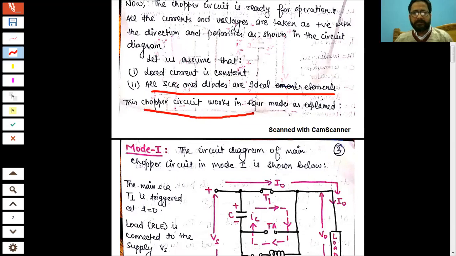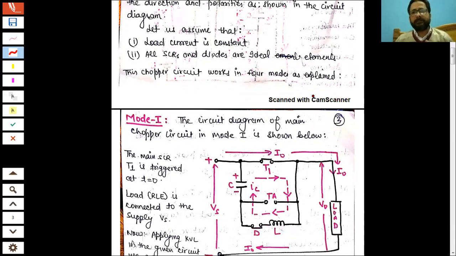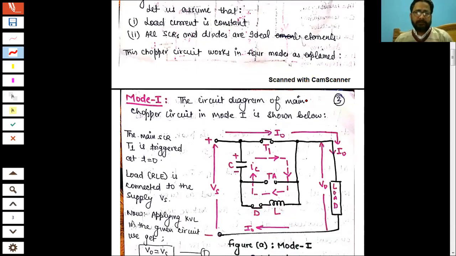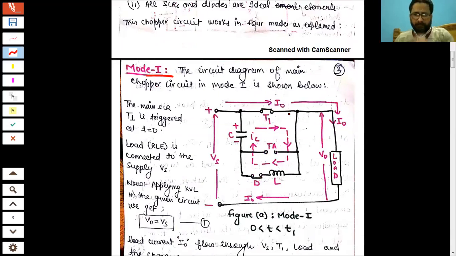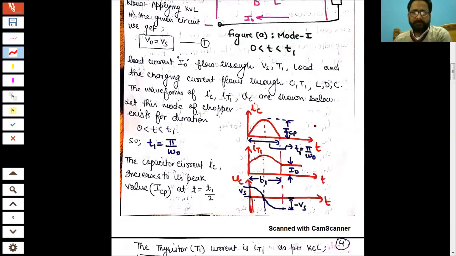So the chopper circuit works in 4 modes. There are 4 modes of operation of this particular circuit. So let us start with mode 1. It is very simple. It is totally network analysis. So just try to listen carefully. At time t equal to 0, I have also drawn the waveforms of each mode, right?